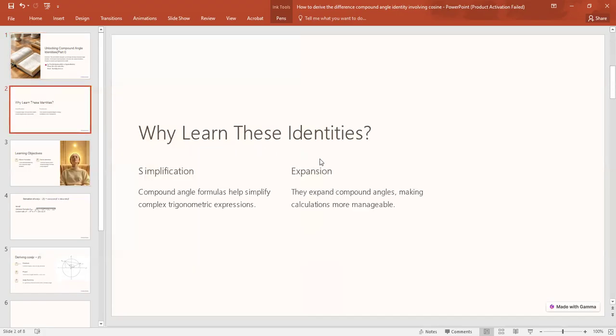Why is this unit very important? In fact, simplification is much easier when you know this compound angle formula, because it helps us simplify complex trigonometric expressions. And also note that the expanded form of these compound angles makes calculation much more manageable.